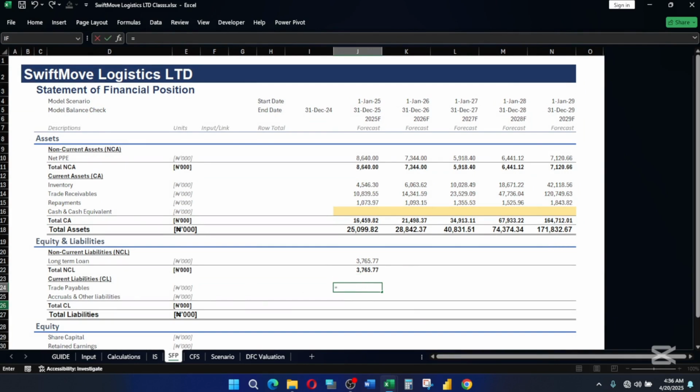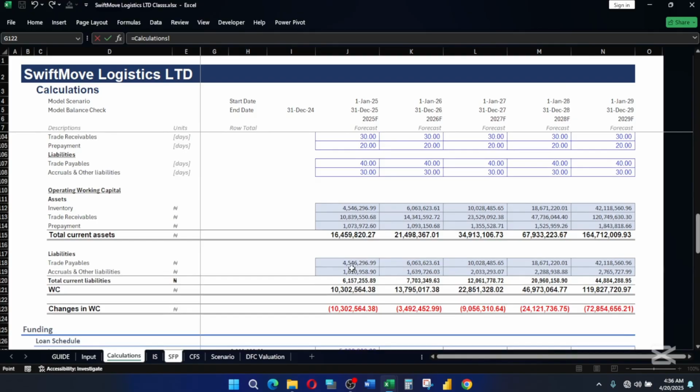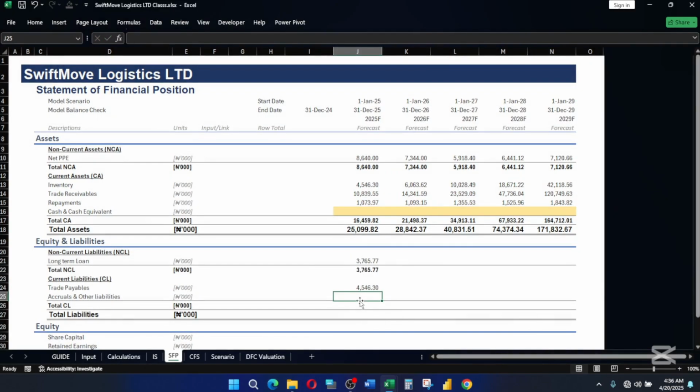What is our trade payables now? Our trade payables, go to your calculation, go to your working capital. I have our trade payables to be this, and divided by the divisor, you enter. Then our accruals, just do the same thing because it is in the same place. There's consistency existing between them.